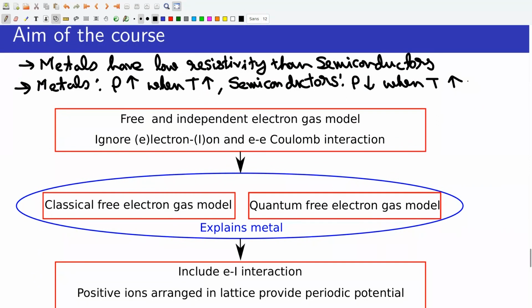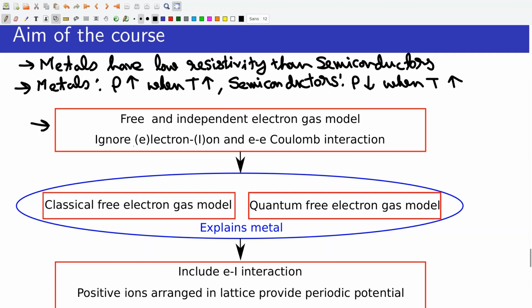Let me briefly explain the aim of the course. So far, we have seen that metals have lower resistivity compared to semiconductors, and the difference is approximately 6 orders of magnitude. Moreover, the resistivity increases in metals with increasing temperature, whereas in semiconductors, resistivity decreases when temperature is increased. So we will try to understand why we observe such things. In order to understand that, we will start with the free and independent electron gas model.